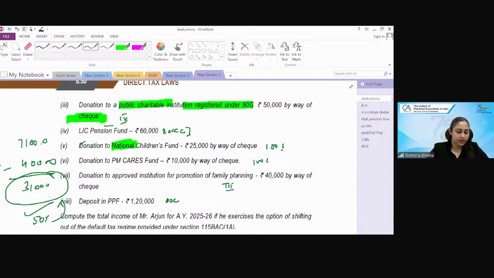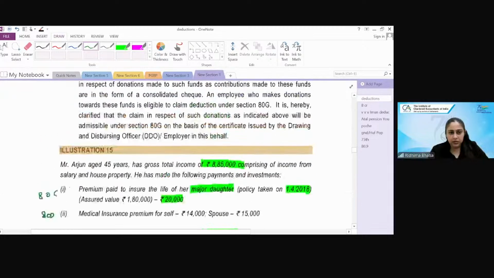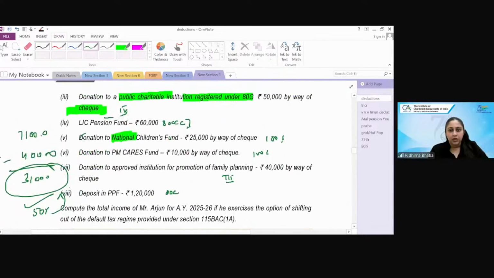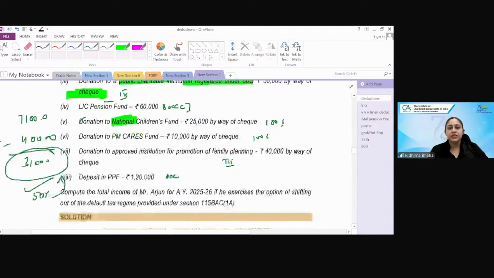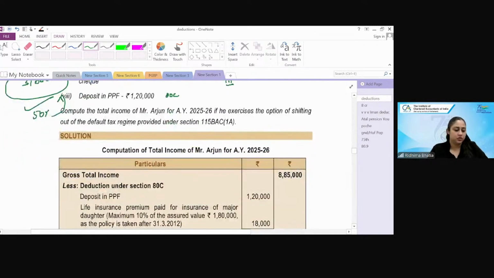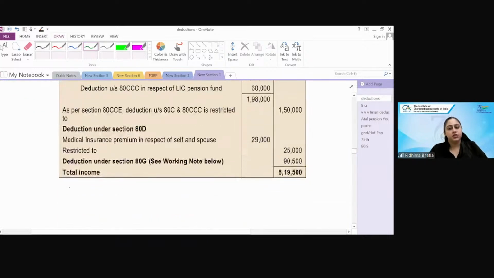So 15,500 plus 40 plus 25 plus 10, how much is the total? 90,500. So this is your reduction which is allowed here.